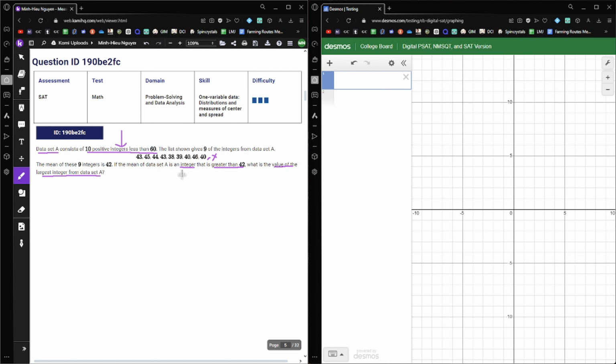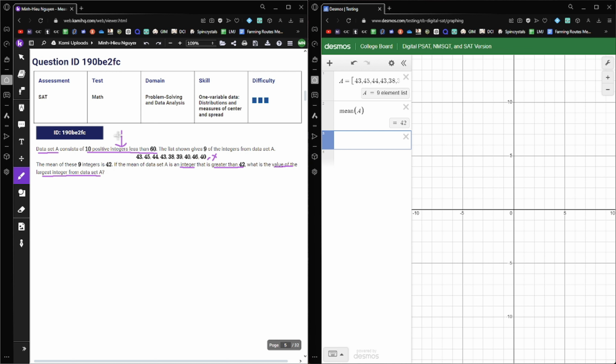So to do that, let's put this list into Desmos and find the mean. So A equals, and now I'm typing all our numbers, 345. Oops, I messed up. 38, 39, 40, 46, 40. And then I'm gonna do the mean of A. And we get that the mean is 42, which does match up with what the question said.